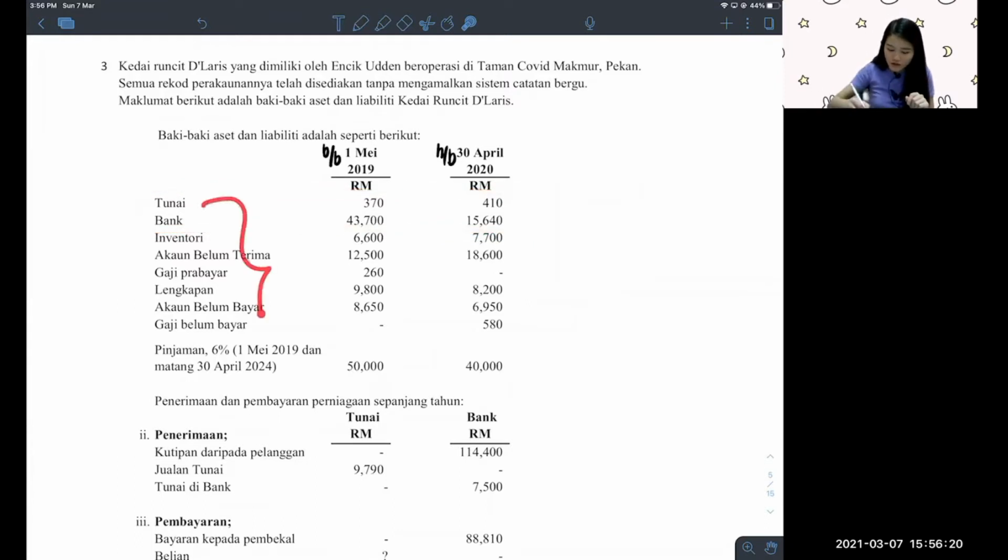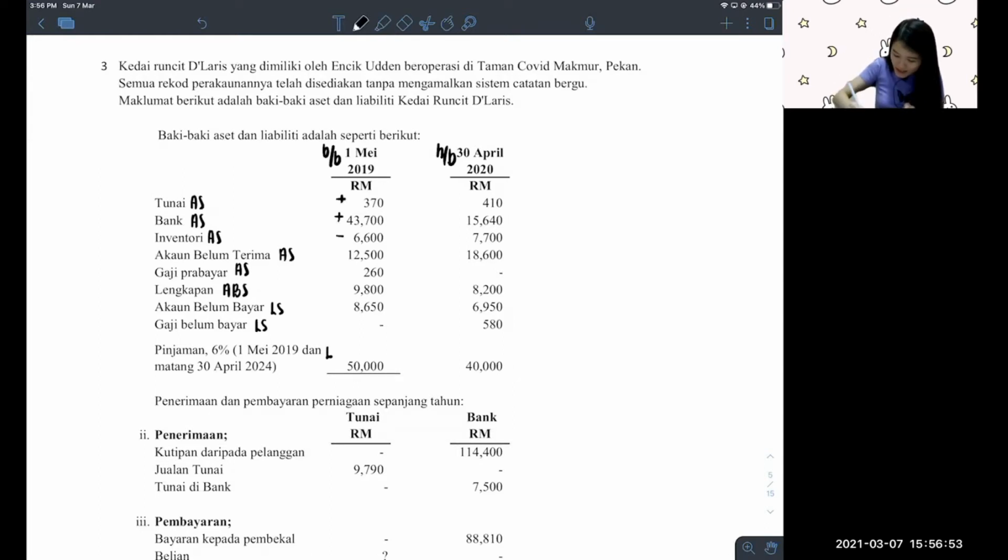So you need to label all of them with their own klasifikasi. So tunai is AS, bank, inventory, ABT until gaji prabayar. Got 5 asset semasa here. Lengkapan, ABS, ABB is LS, and gaji belum bayar also LS. And there's one more thing that is pinjaman. Can't really make sure that it's just LBS, but I will just put an L there to make us able to count our modal awal. So you just use the bottom space here. Whatever asset plus, whatever liability minus.